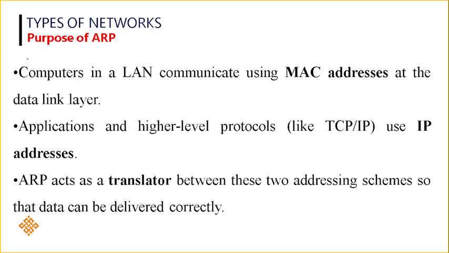So what is the purpose of ARP protocol is the question. Computers in a local area network normally communicate using MAC address at the data link layer. But if you see any applications at the higher level protocols like TCP or any other protocols, they will use the IP address. So this ARP protocol will act as a translator between these two addresses because it helps in mapping the MAC address from the IP address in order to deliver the data correctly.